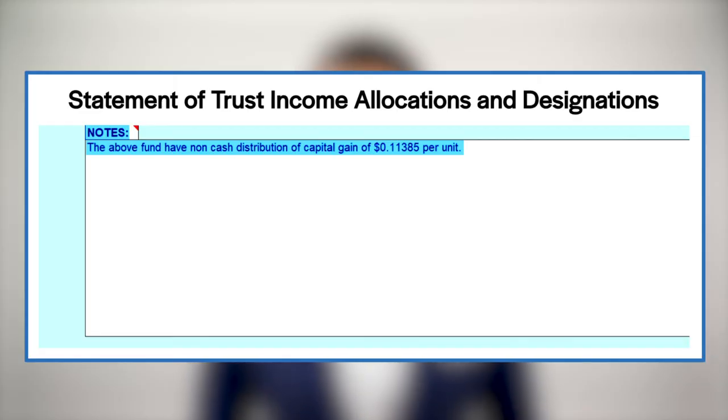As we held 10,149 units of VGRO on the December 31st, 2020 record date, this reinvested distribution will cause our ACB to increase by $1,155.46. That's 10,149 VGRO units multiplied by VGRO's 0.11385 reinvested distribution per unit. If you fail to make this adjustment, you'll pay some unnecessary tax when you eventually sell your VGRO units.